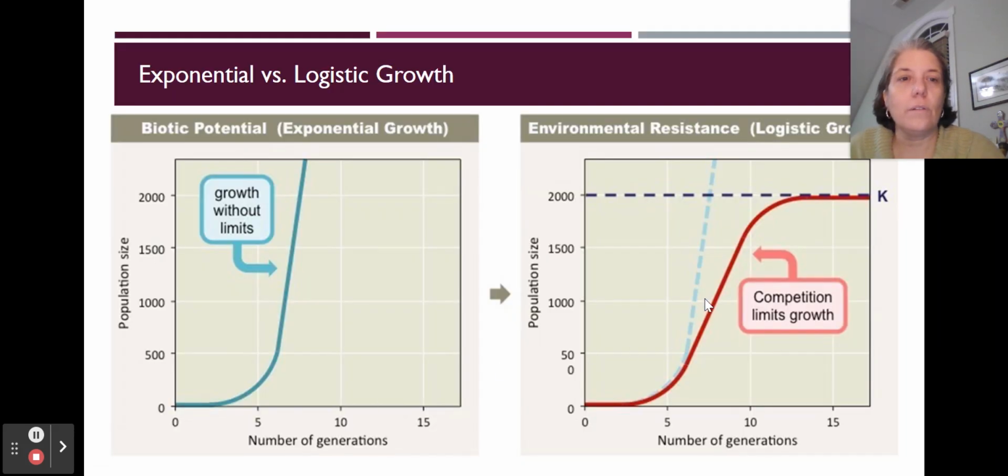Now, here's just another way to look at these two together, exponential versus logistic. I wanted to show you this because this is biotic potential versus resistance. Growth without limits is exponential. Growth with resistance is logistic growth. Competition and limiting factors hit, and it ends up looking more like this S curve. And you can see on this one there is a number, 2,000, for the carrying capacity. That is just an example of one number.